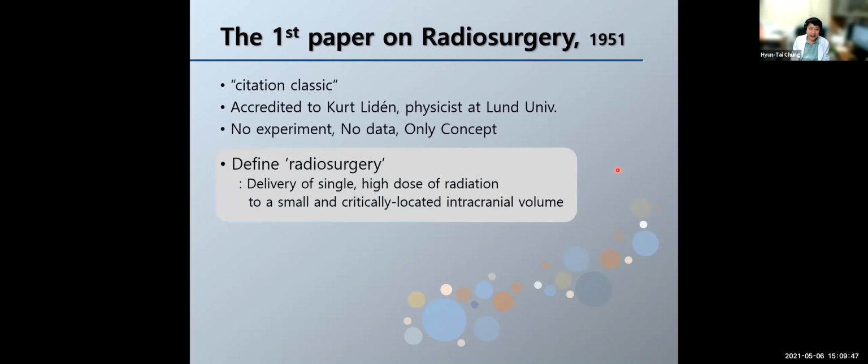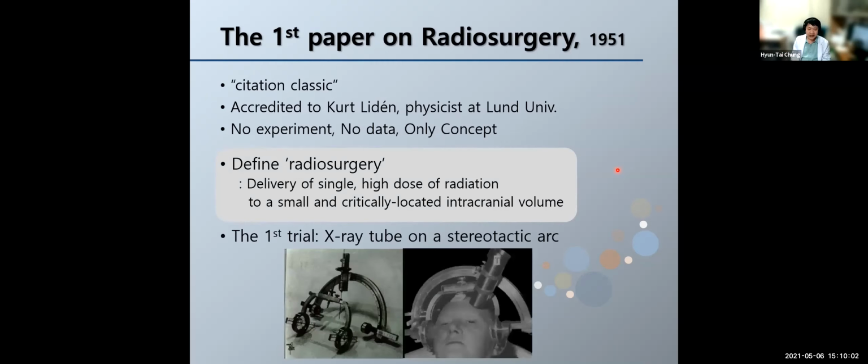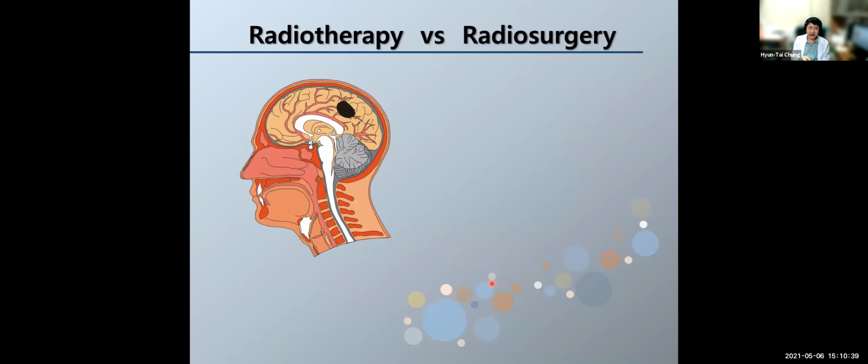Anyway, in the paper, he defined radiosurgery as the delivery of a single high dose of radiation to a small and critically located intracranial volume by focusing the radiation. The first trial was like this. They used the stereotactic arc and put an X-ray tube over 280 kilovolt, like this. It is the same principle as the conventional LINAC, but this was before the LINAC. Soon he gave up this method because the X-ray energy was not high enough to pass through the skull. Anyway, the principle itself was to focus radiation to a single point. That's the difference between radiotherapy and radiosurgery.